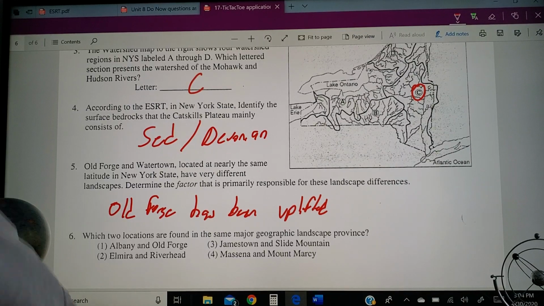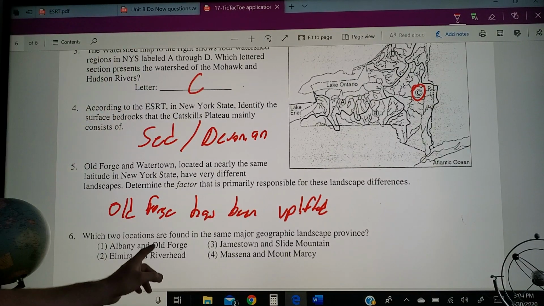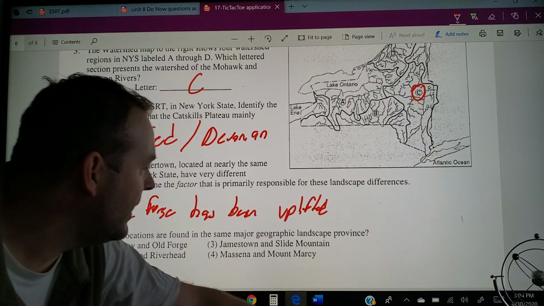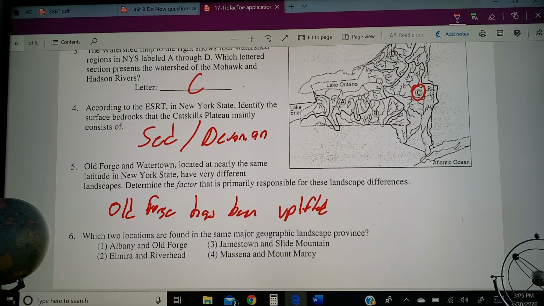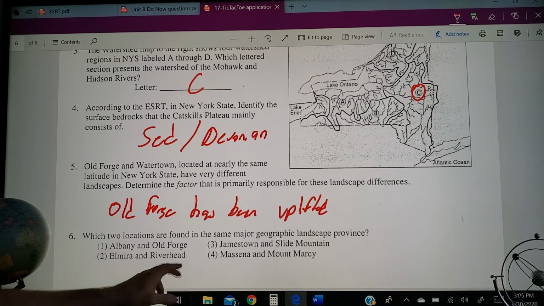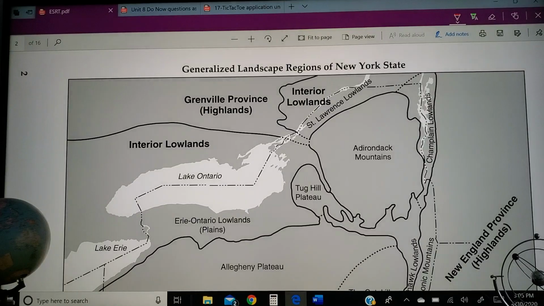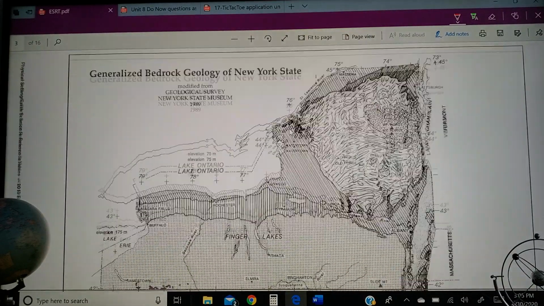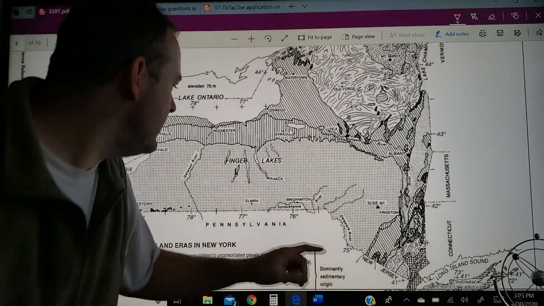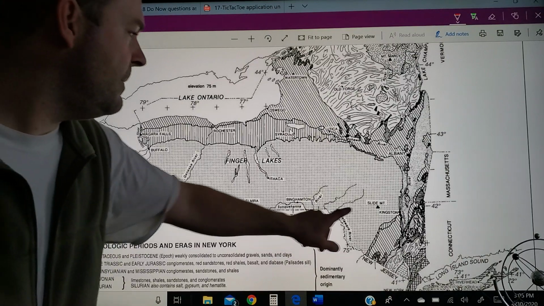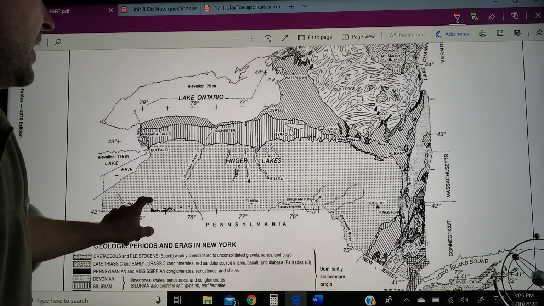All right, and the last one there, number 6. Which 2 locations are found in the same major landscape province? You got to do a process of elimination here. But if you went through all of them, take a look at Jamestown and Slide Mountain. Jamestown and Slide Mountain are all in this same region here.